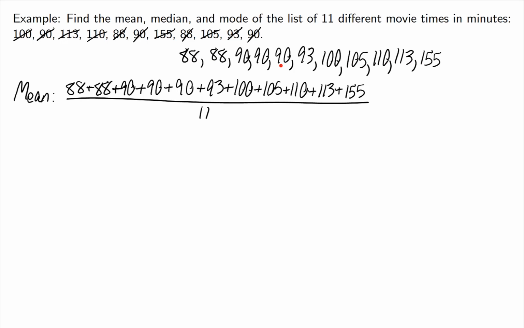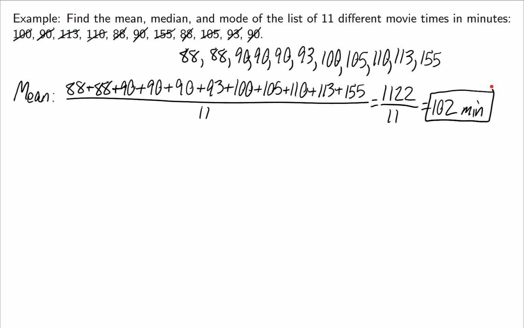When I add these numbers up, I get 1,122, and I still need to divide that by 11. It's a pretty good idea to write out your sum, at least that way you're showing enough work that I could check behind and see if there was any mistakes. Now if you divide 1122 by 11, you get 102, and this is in minutes. That's the mean of this data.